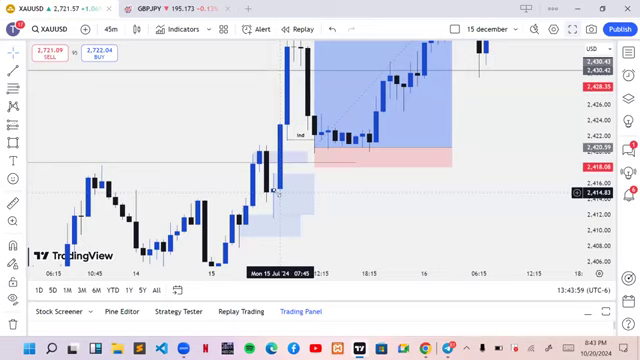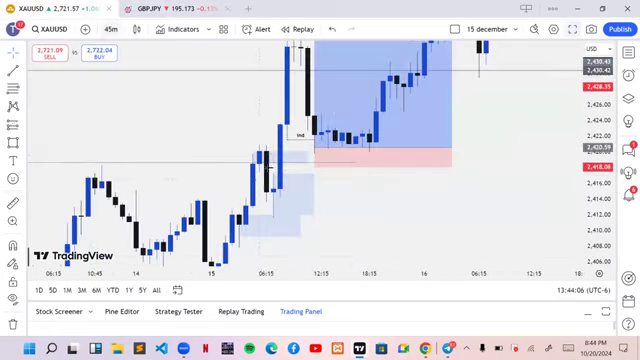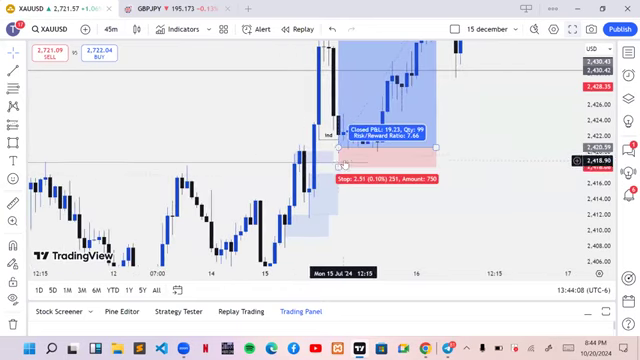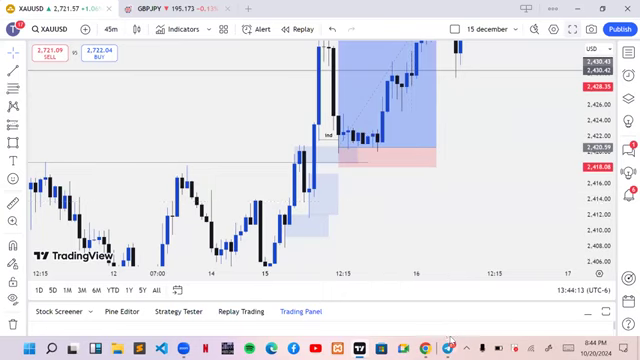But which point of interest are we going to use? The fourth rule, we pay attention to it. That should be the point of interest that is closest to liquidity. That was why this breaker block was used as entry. And then as price tapped it, it started reversing.